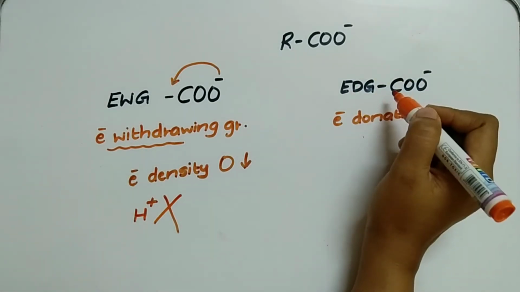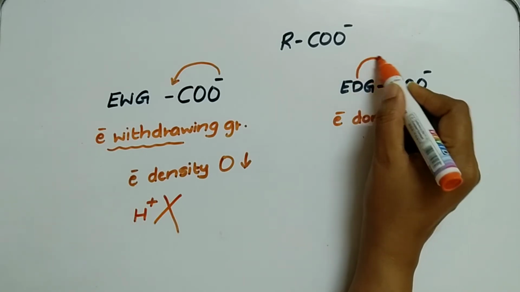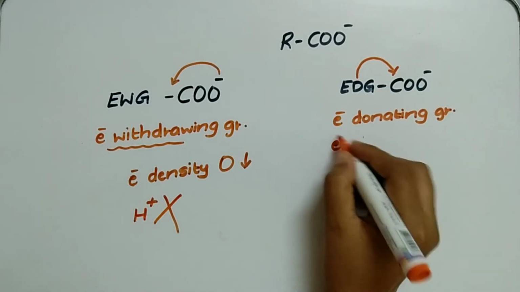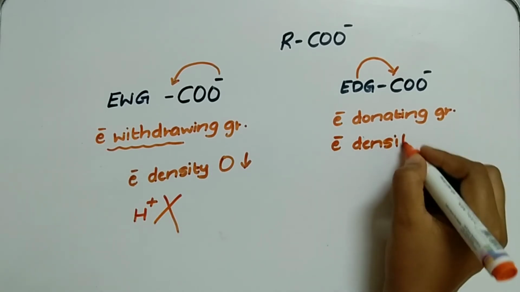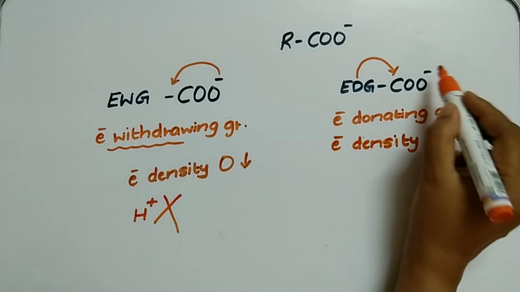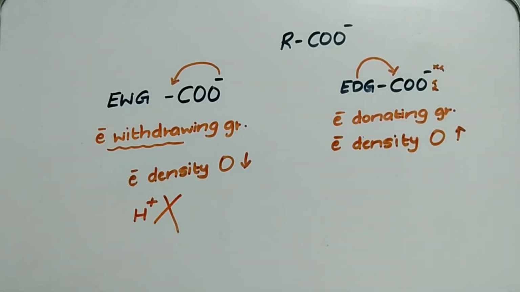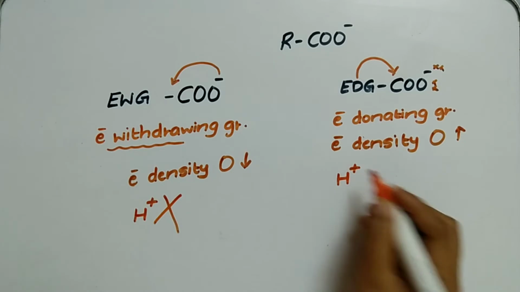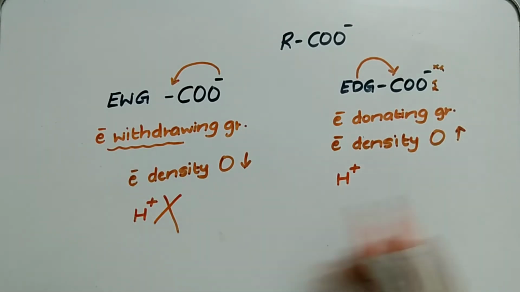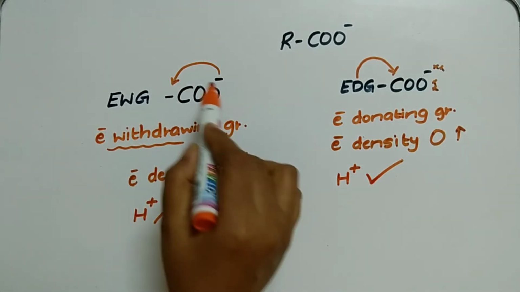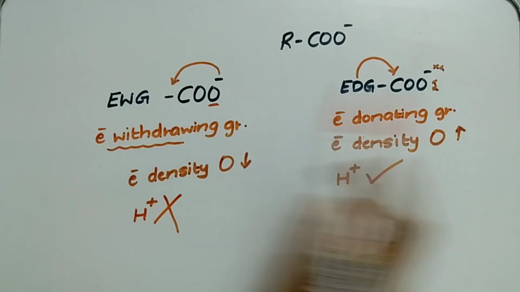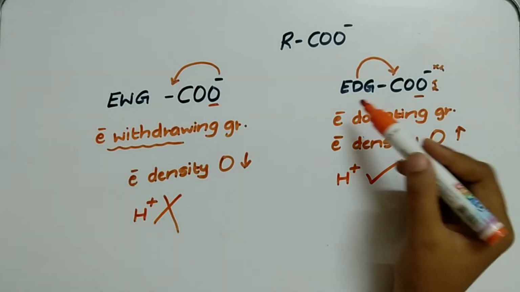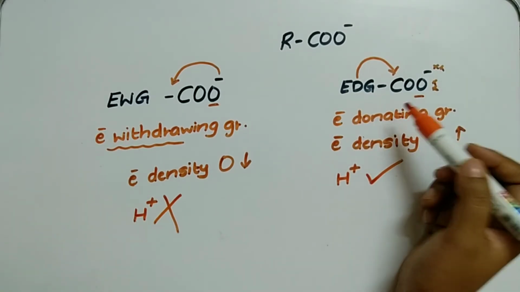Okay. Come to the next one, EDG, electron donating groups. This previously also in alkoxide ion I told you. So, if it is donating electrons, what will happen? The electron density on oxygen will increase. Now H plus, it is positive. Correct, so negative and positive attraction will be there. So easily it will accept a proton. So see the difference here. If electron withdrawing group is present, it cannot accept a proton. Correct, the COO minus, that oxygen, cannot accept a proton. But if EDG is present, it can accept a proton.